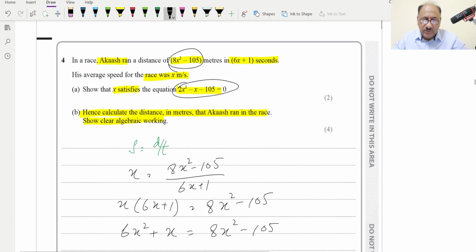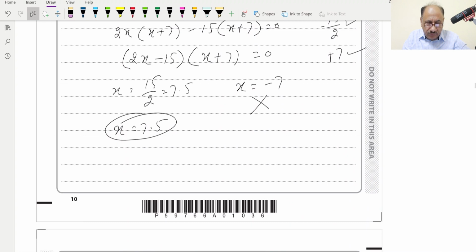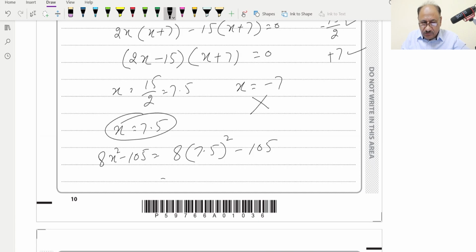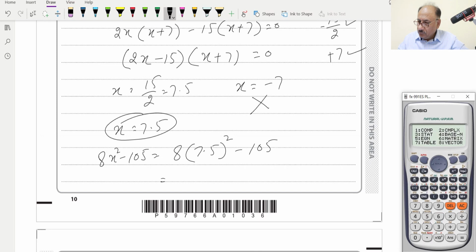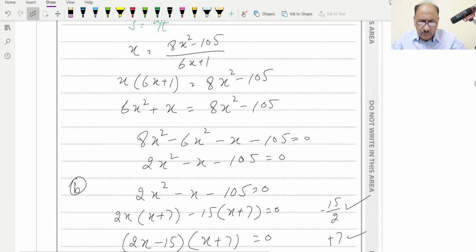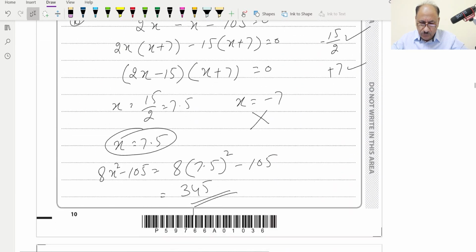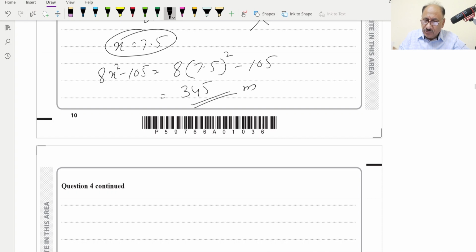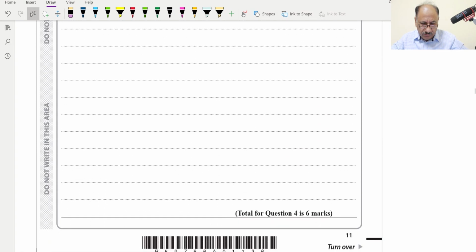8x squared minus 105. So this x value we will replace. 8x squared minus 105 is equal to 8 into 7.5 squared minus 105, which we can calculate, resulting in 345. The unit will be meters. This will be our answer. We are done with this question number 4.